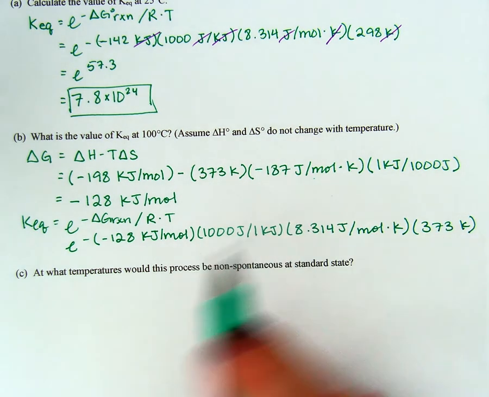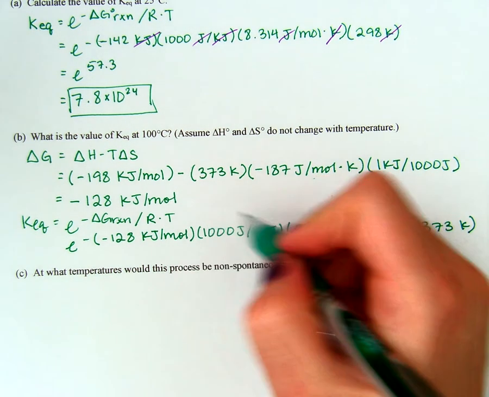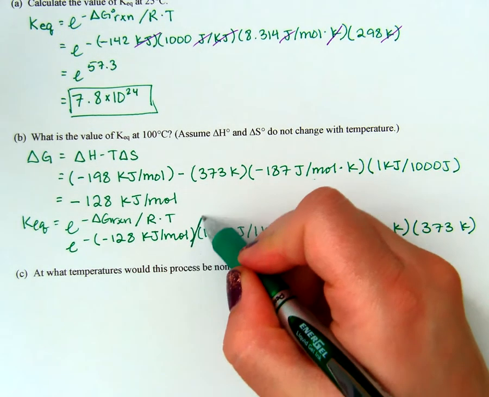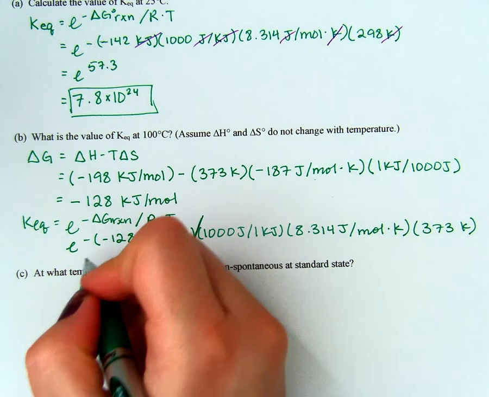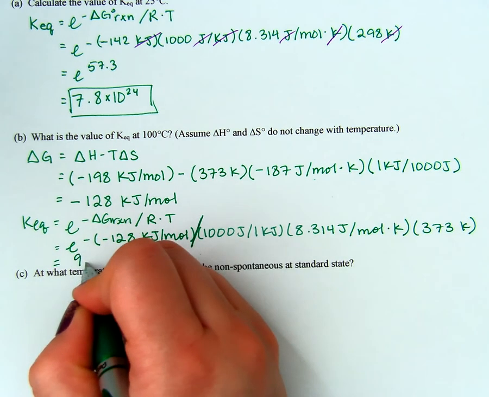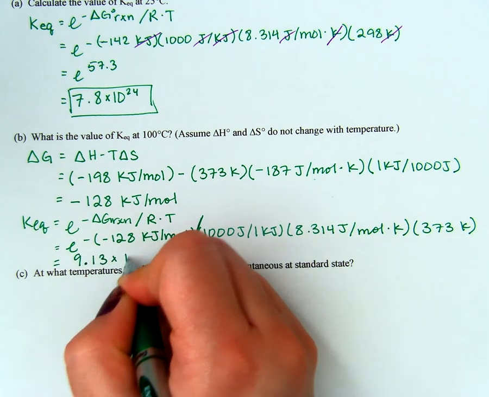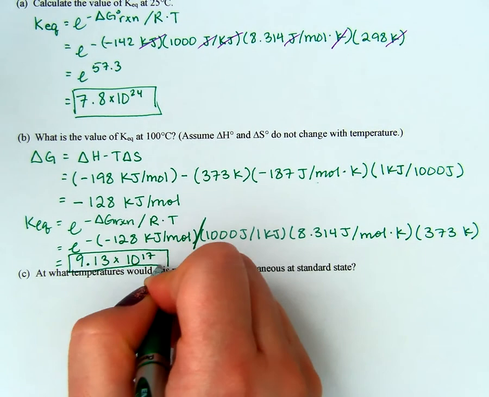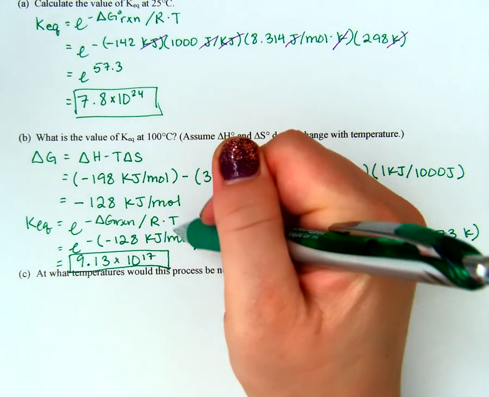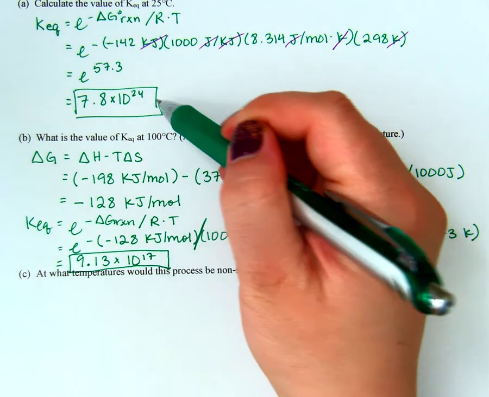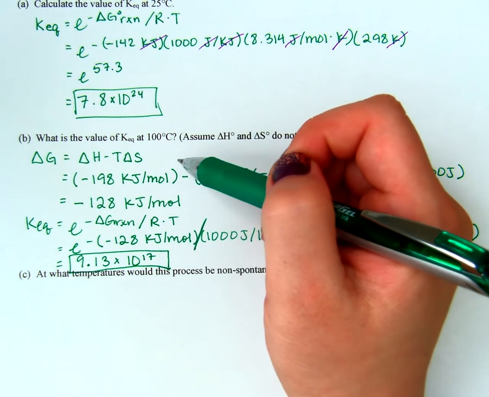Oh, don't forget the division sign. Where did that delta G reaction over? Let's see, RT. So we're going to put our division sign here. Sorry about forgetting that. And so our KEQ now is going to be equal to 9.13 times 10 to the 17. And we can see how different that is. Look how much that changed from just increasing our temperature by 75 degrees, right? From 25 to 100 degrees.